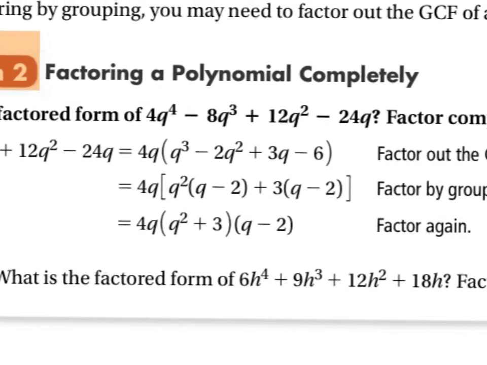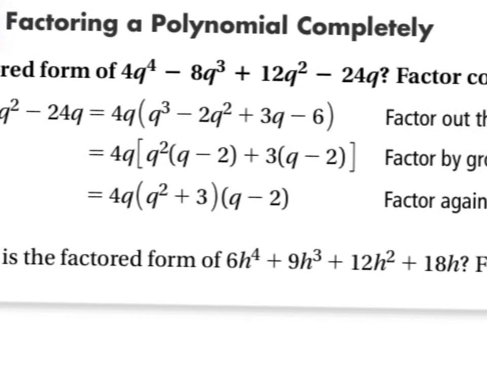So on problem 2, if you look at those numbers, all of them have a 4 in common. And if you look at the variables, all of them have at least a q. So we can factor out a 4q like they're doing here. And now that they've done that, we can go into our factoring by grouping.